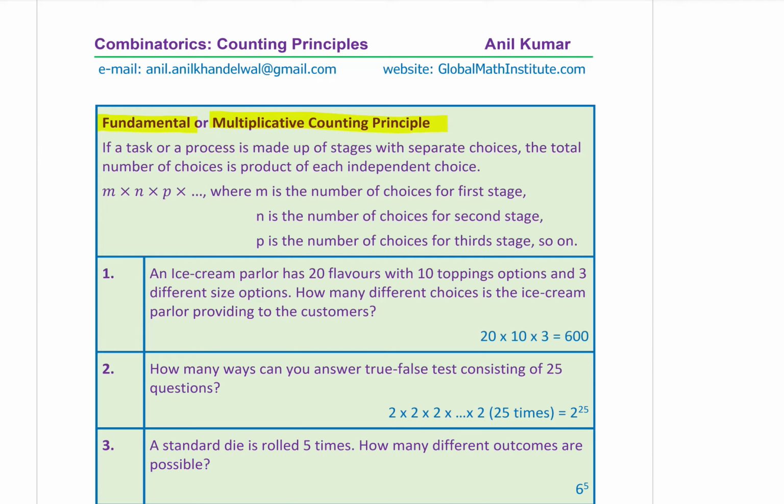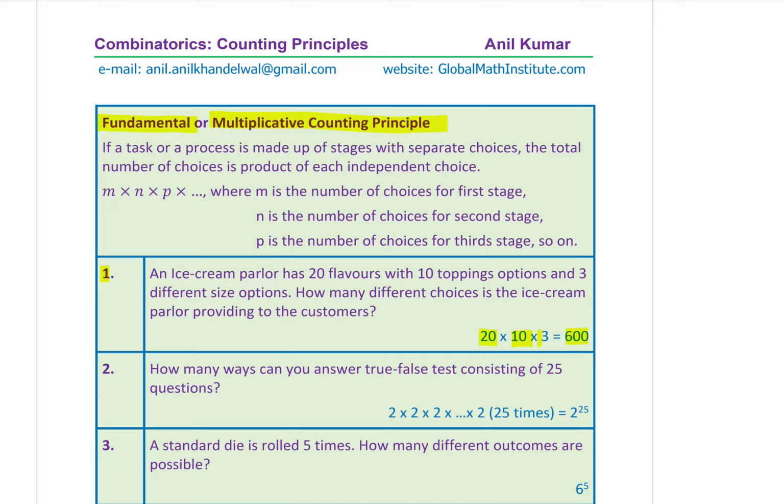Let's take a few examples to understand it. Example number one: an ice cream parlor has 20 flavors with 10 toppings options and 3 different size options. How many different choices is the ice cream parlor providing to the customers? Well, there are 20 flavors independently, times 10 toppings and 3 serving sizes. So we can just multiply them and get the total as 600 in this case. How simple it is, correct?